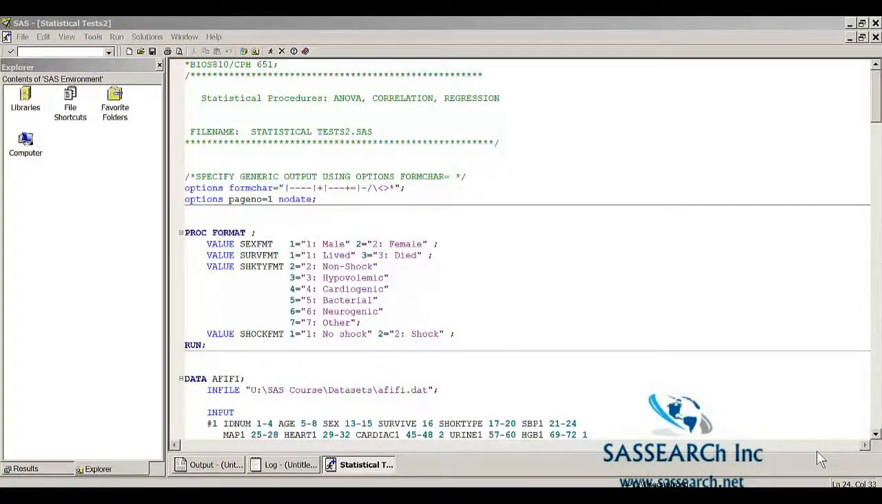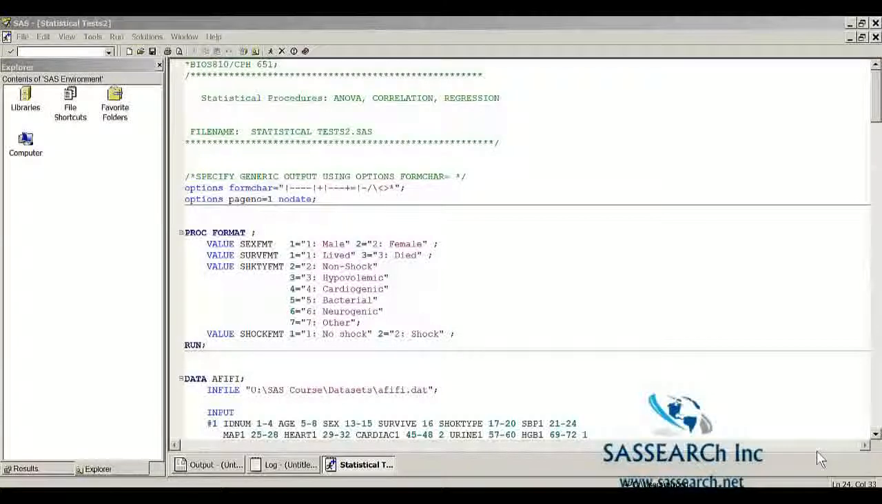SAS Demonstration: Statistical Tests, Part 2. The data set that we are going to be using for this demonstration comes from research by Afifi and Azen in 1972. Data was collected for 113 patients at the Los Angeles County Hospital Shock Unit. For each patient, data was taken on admission and either shortly before death or before discharge. The patient's survival status was also noted.